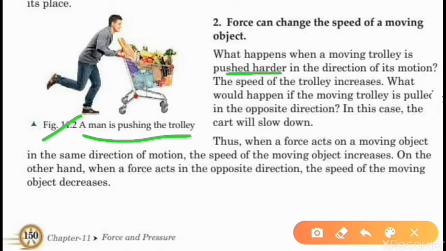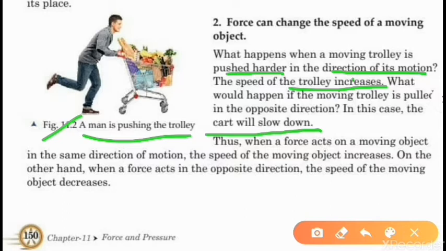So what will happen when a moving trolley is being pushed harder in the direction of its motion? In the same direction in which it is going, you applied more force. So you pushed harder in the same direction of the motion. What will happen? The speed of the trolley suddenly increases. What would happen if the moving trolley is pulled in the opposite direction? Means now you want to stop it or slow it down. In this case, the trolley will slow down because the force is applied in the opposite direction to the direction of motion.